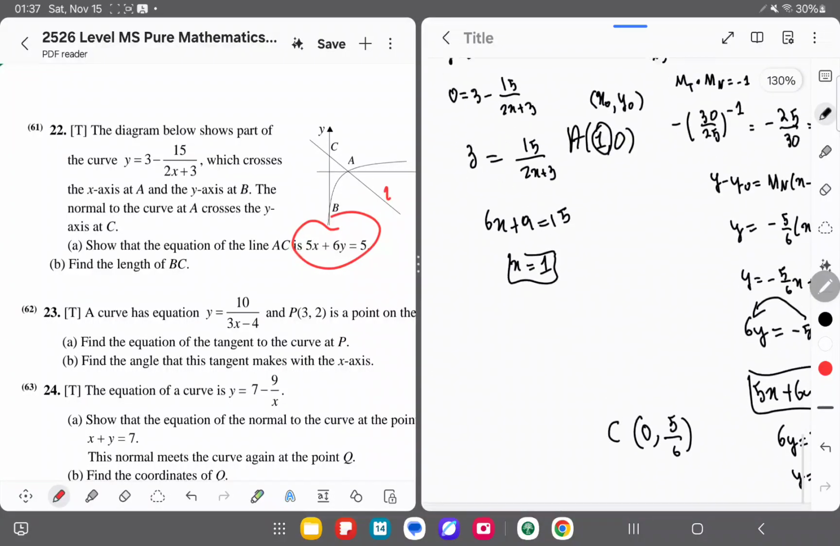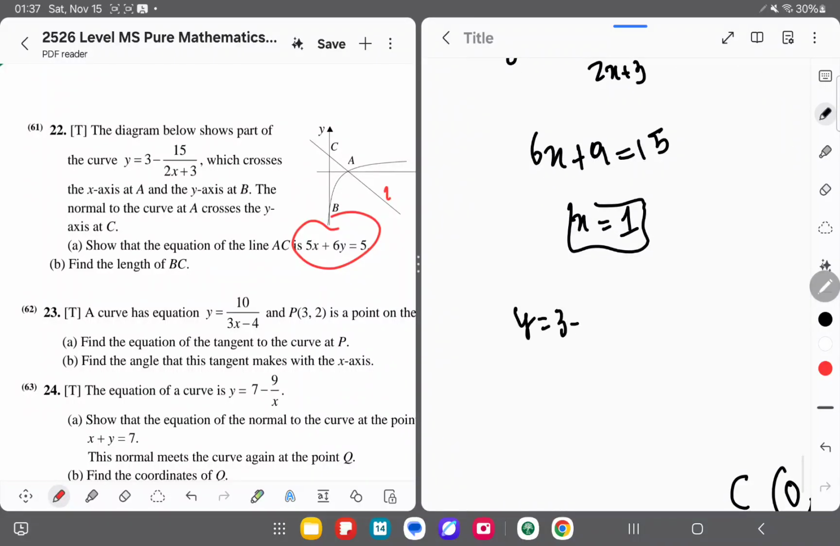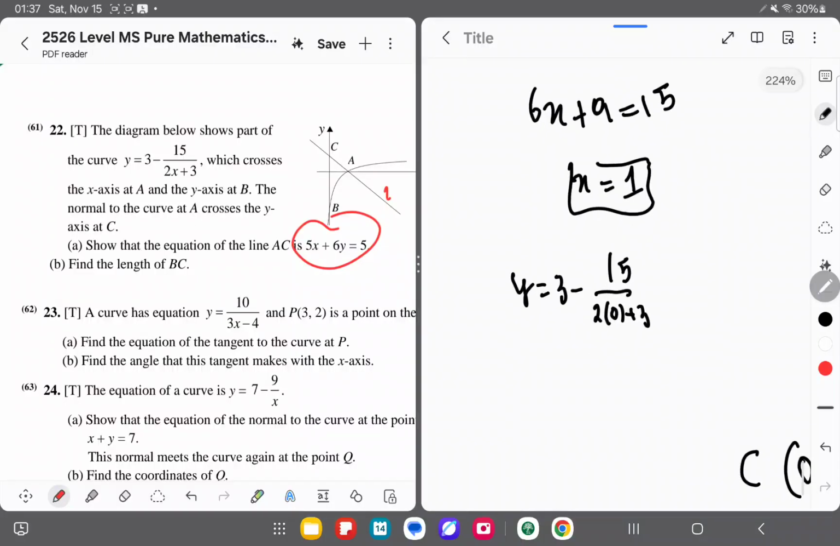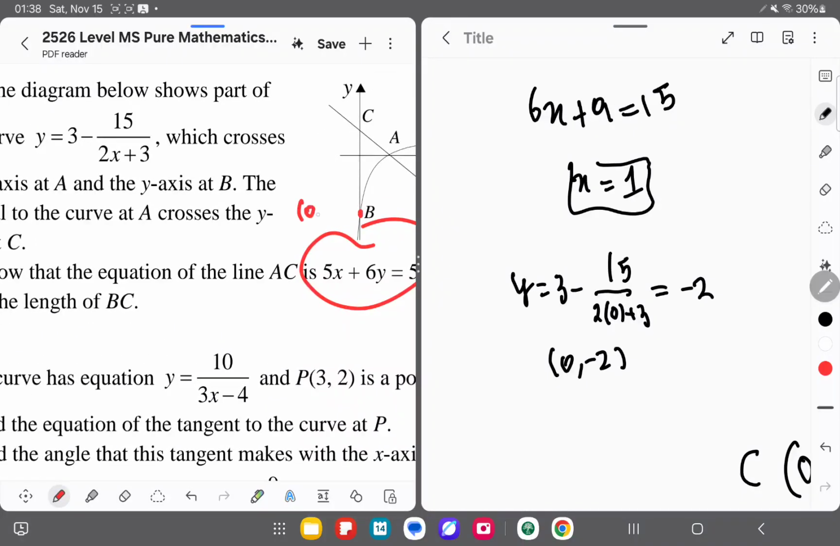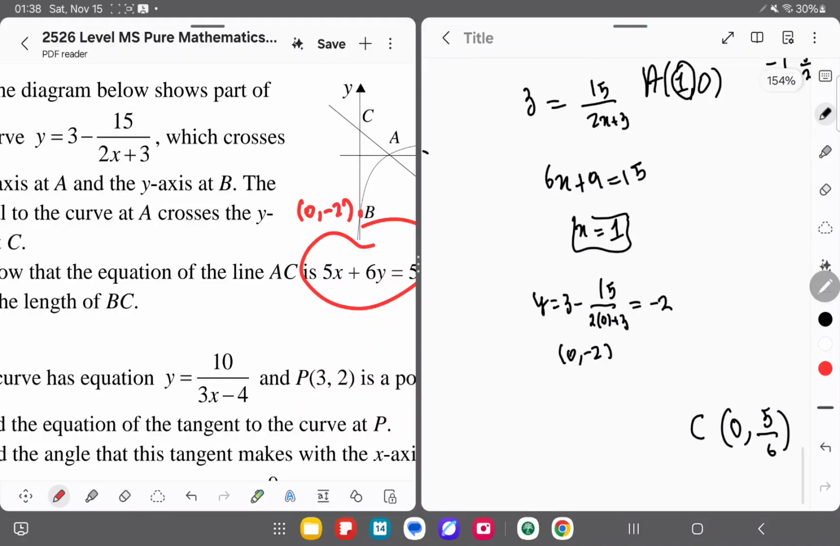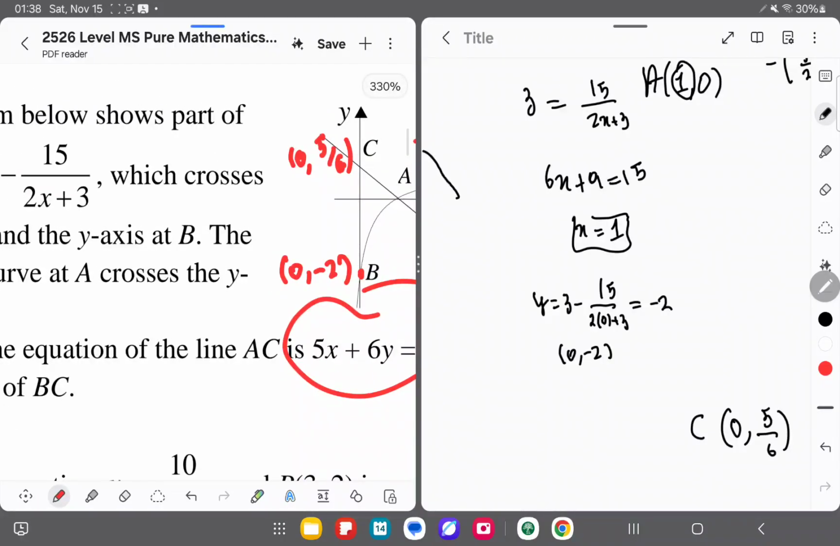And now to get the B coordinate, we must put x equals 0 in the formula. So we just get 3 minus 5, which is minus 2. So the coordinates here are (0, minus 2). So over here, it will be (0, minus 2), and over here, it will be (0, 5 over 6). It is off scale, I know, but honestly, we have to do it the methodically correct way.